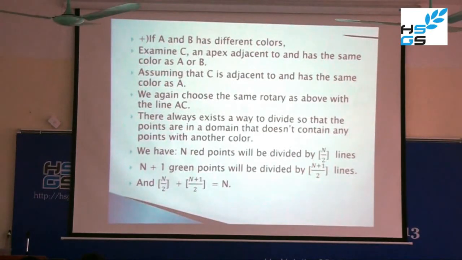If AB has different colors, then we examine C, an apex adjacent to and has the same color as A or B. Assuming that C is adjacent to and has the same color as A, we again choose the same rotary as above with the line AC. There always exists a way to divide so that the points with another color. We have n red points will be divided by n divided by 2 lines, and n plus 1 green points will be divided by n plus 1 divided by 2 lines, the sum of which equals n.